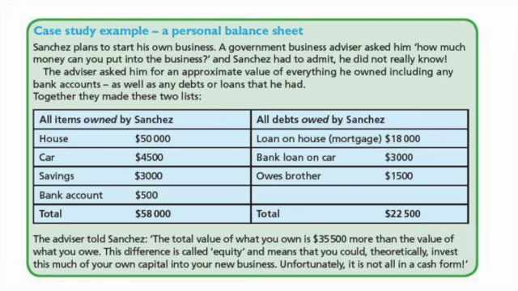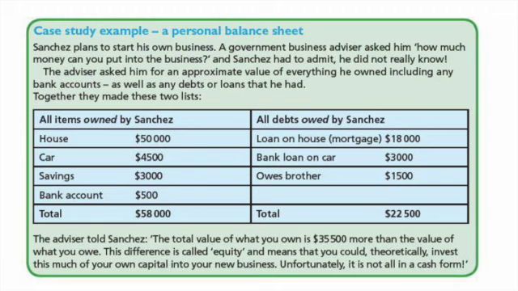The advisor told Sanchez, "The total value of what you own is therefore $35,500 more than the value of what you owe." So the difference is called equity and means that basically, theoretically, you could invest this much of your own capital into your new business. Unfortunately, however, the things that he owns are not all in a cash form, so he cannot just take it and invest it into the business.